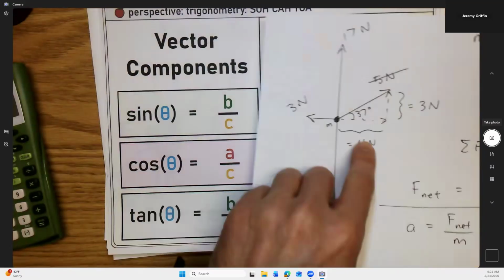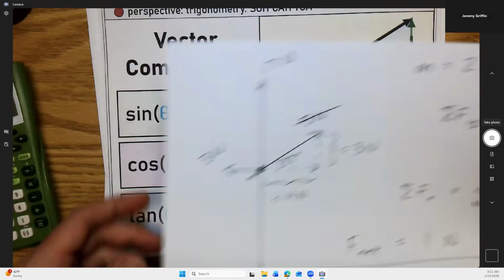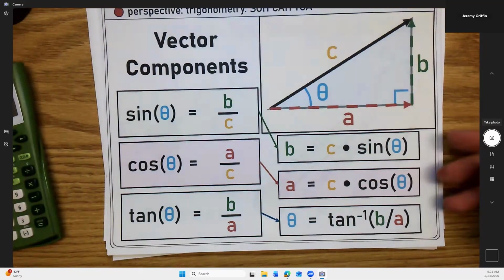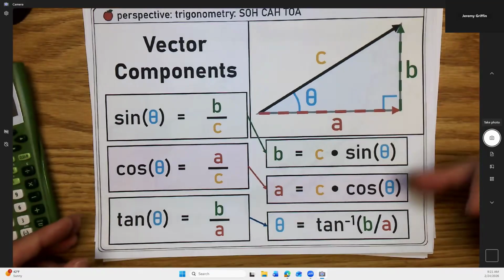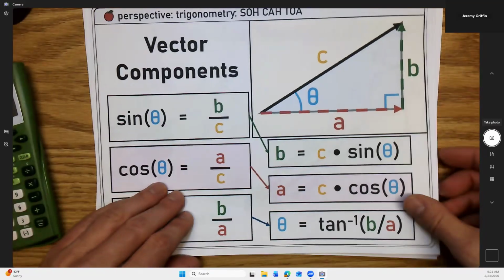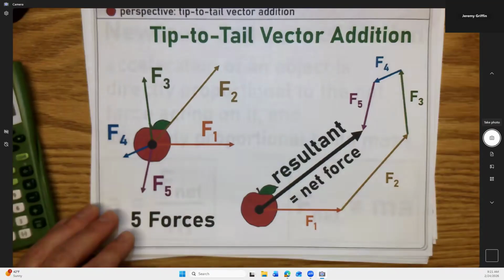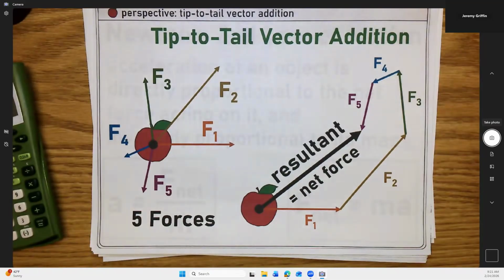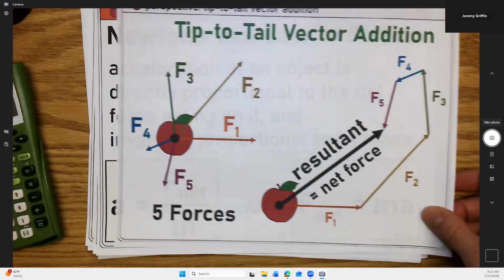If we had to break this into components, I like 37-degree angles because that sets up 3, 4, 5 geometry, so that's nice. But more generally, you can use sine and cosine. We had to add the vector components and vectors together. Think about it like that.